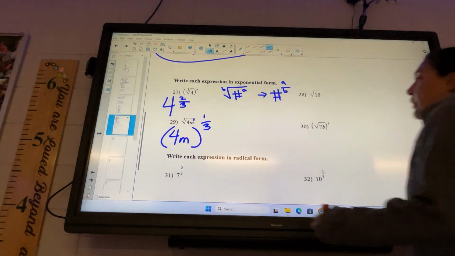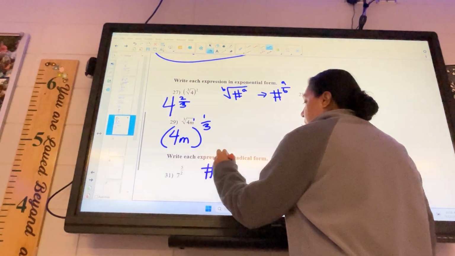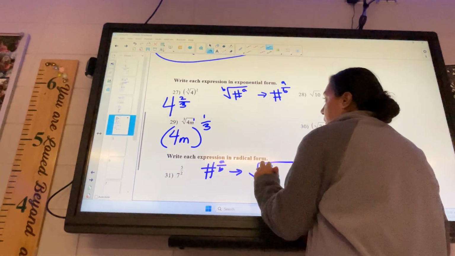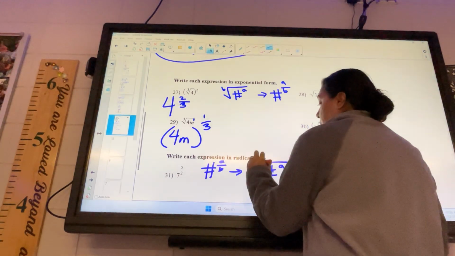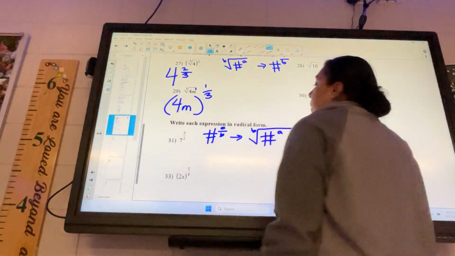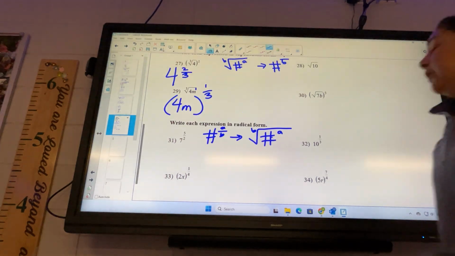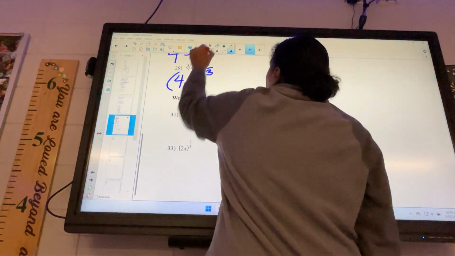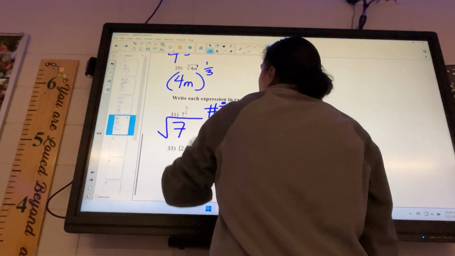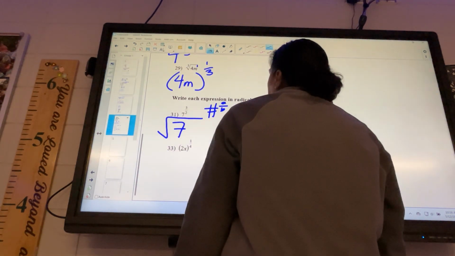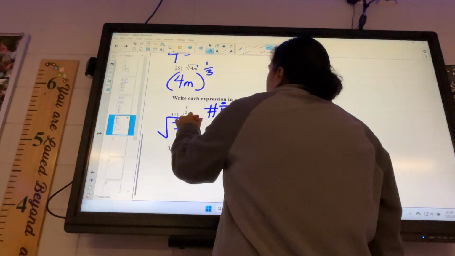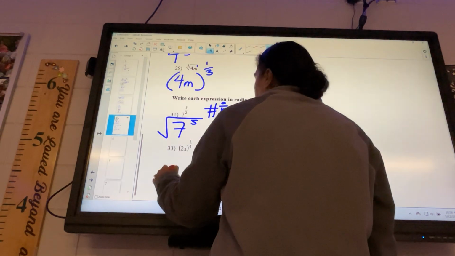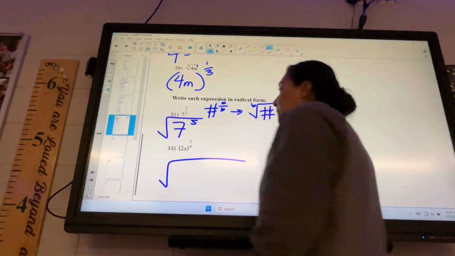And then these ones, we're doing the exact opposite. So they gave us a number, and we're going to turn it into the radical form. So it's going to look like a radical with a 7. What number is going on the inside? 5. Outside? 2, but do we write a 2 on the outside? No, so nothing.